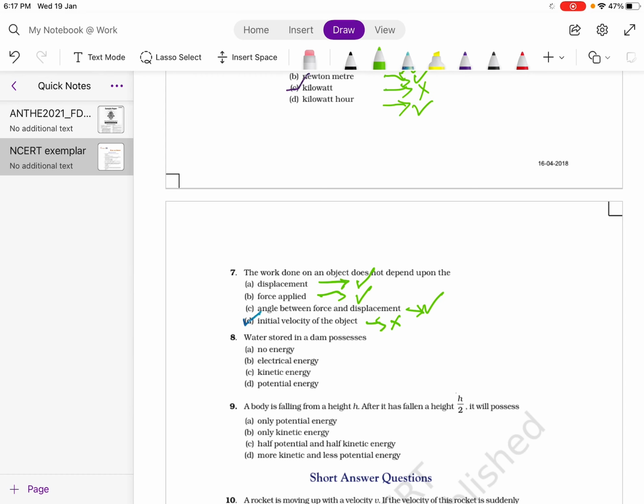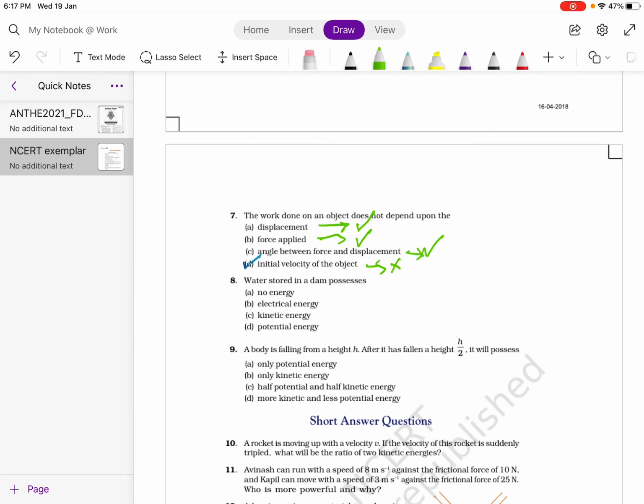And we move to next question. Water stored in a dam possesses. So here the energy is stored. When the energy is stored, there is no motion. So whenever we come across the word stored, it means potential only. So it's option D, potential.